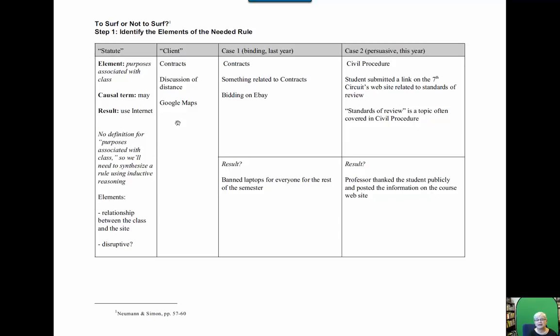But what we know is there was nothing that happened in class that the professor at least was aware of. So by looking at those two cases, we can start to get a sense of what it is that the professors seem to think is purposes associated with class. Now, the contracts professor and the civil procedure professor don't have to have the same rule. And even if they have the same rule, they don't have to apply it the same way.